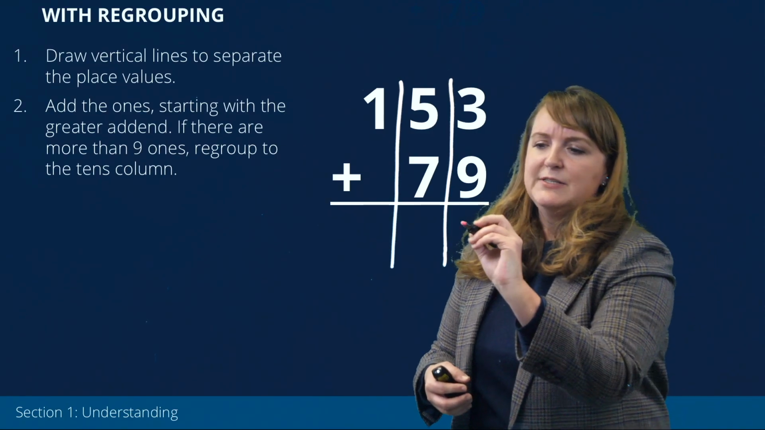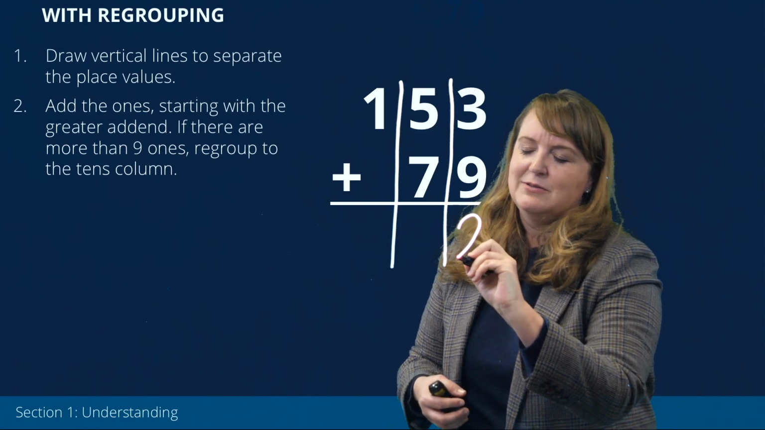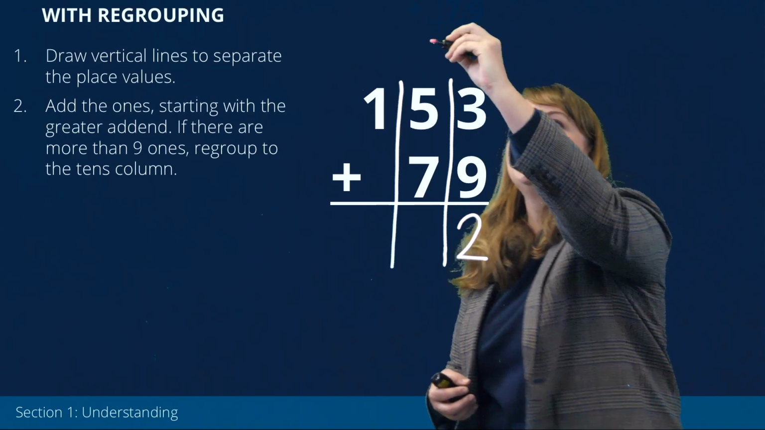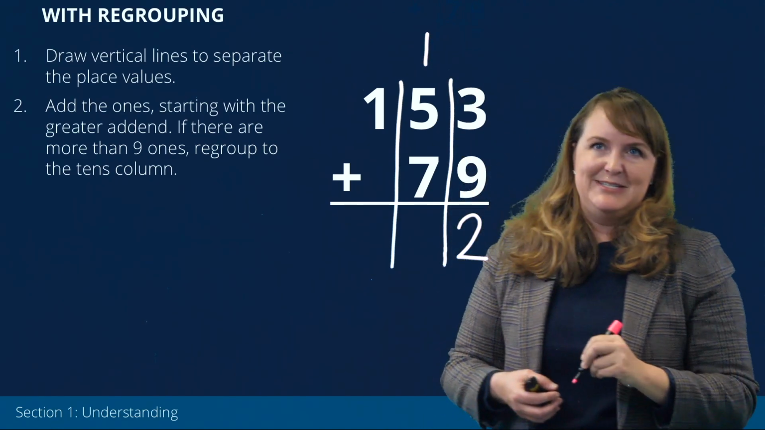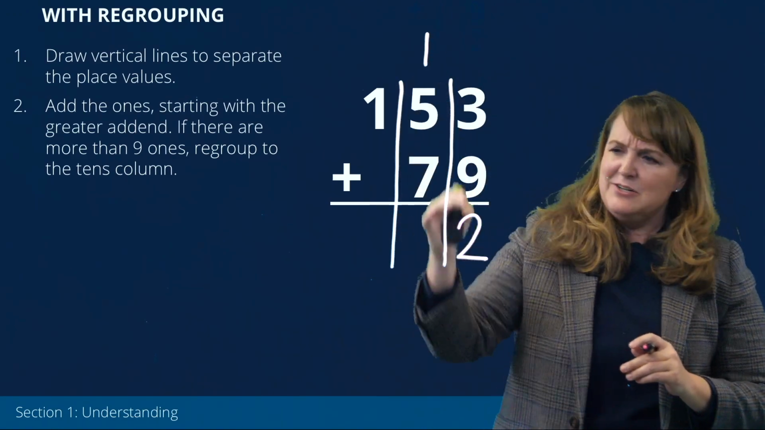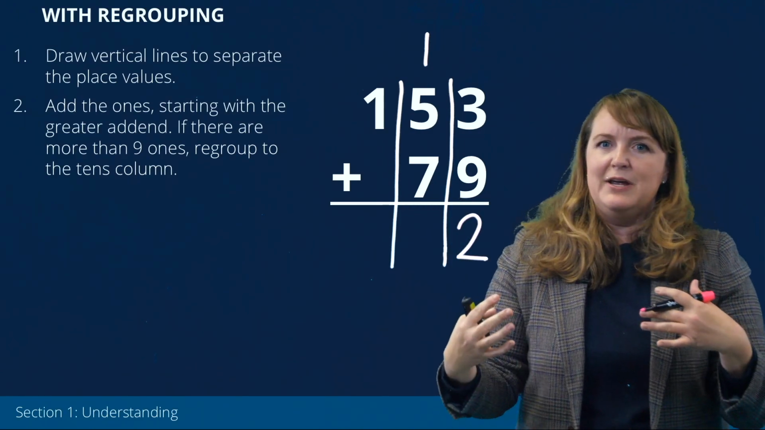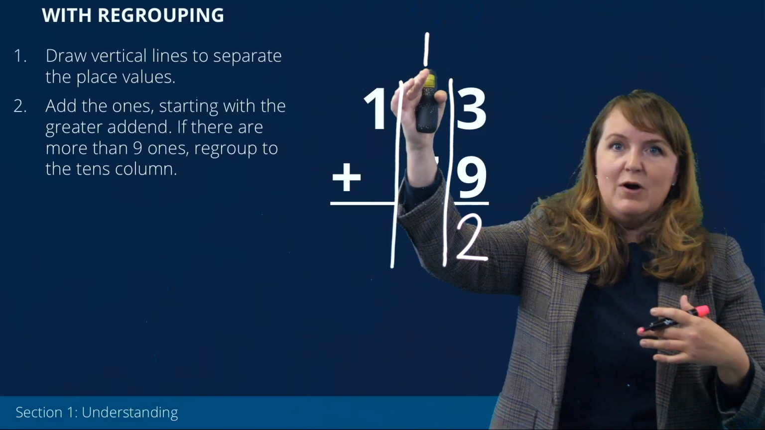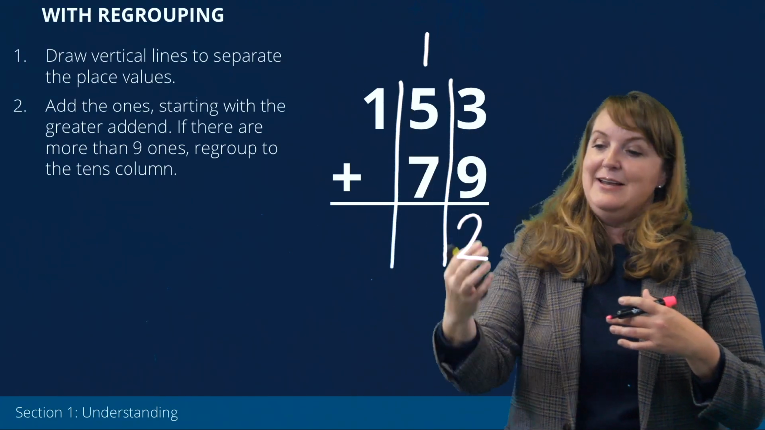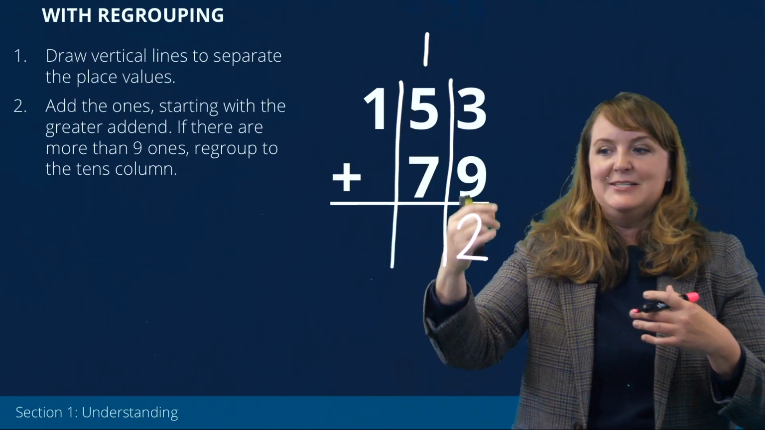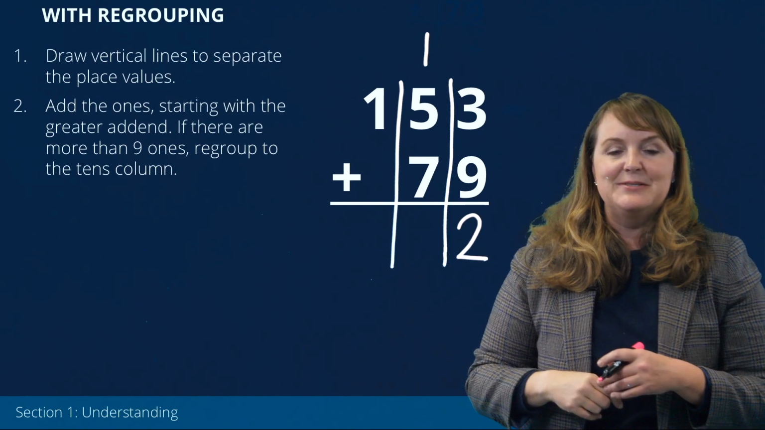So 12 ones is 2 ones, and then I have this regrouped 10. I always like to point out that I still wrote 12. I just wrote it in a different way by writing the 1 of 12. That's 1 ten and 2 ones. And so I wrote the 10 in the tens place and the ones in the ones place.